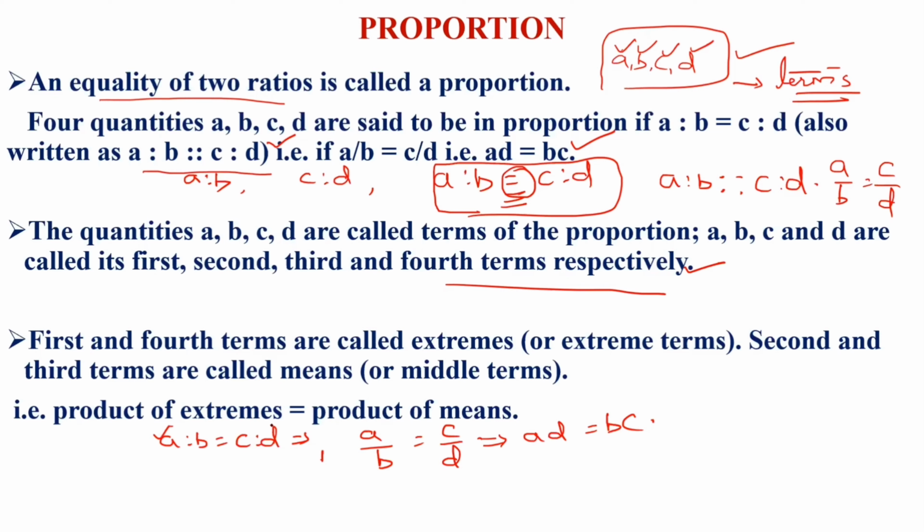A and D are said to be extremes. Why extremes? They are present at the extreme ends. That's why they are called extremes. So the first and fourth terms are called extremes, and B and C are called means or middle terms. The product of extremes is equal to the product of means. That means AD is equal to BC.